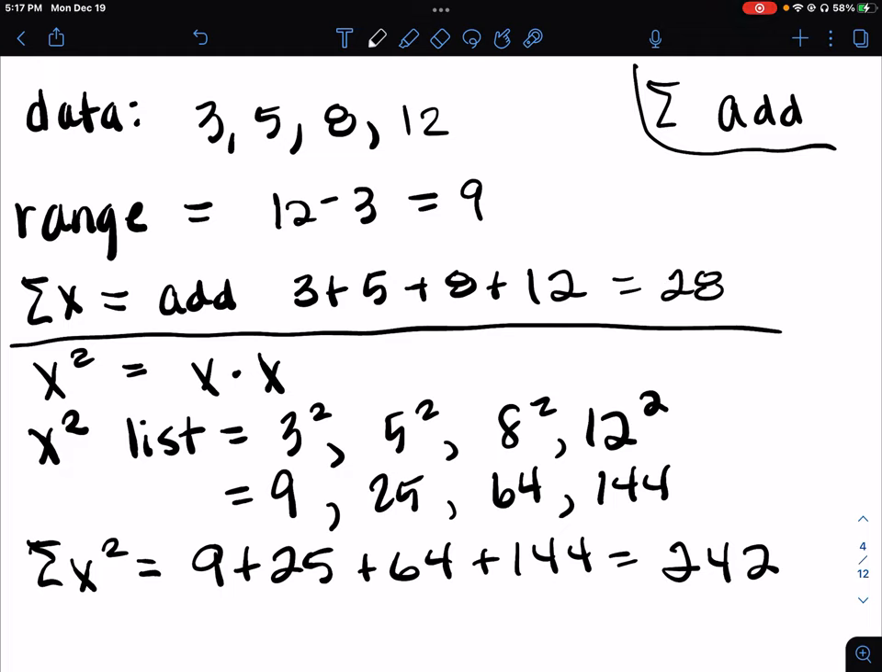Okay, now what does x squared mean? It means x times x. Okay, so what are the x squareds? 3 squared is 9, 5 squared is 25, 8 squared is 64, and 12 squared is 144. So if it said sum of x squared, you would add up those 4 numbers that were the squares.